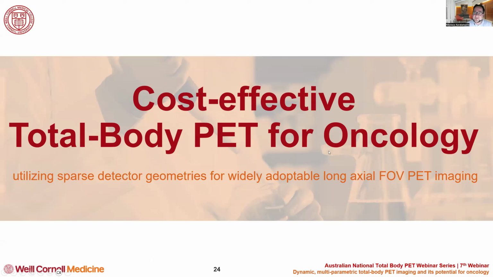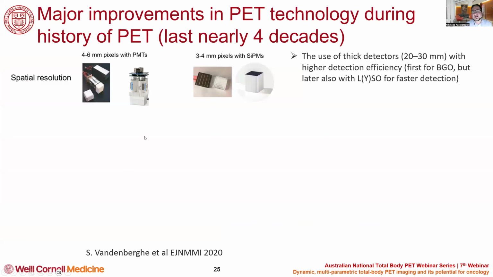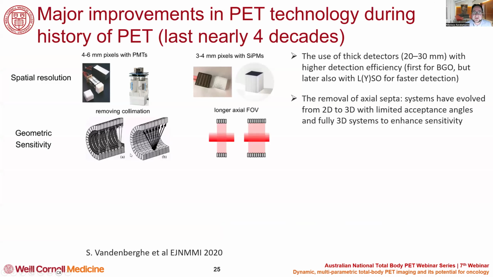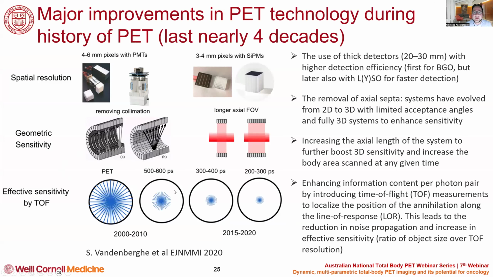Now, my last slide is going to focus on cost effectiveness of total body PET for oncology and why this is important to improve the clinical adoption of the method. Here is the history of evolution in PET. First, we improved the spatial resolution. Then we opened the angle of acquisition to obtain 3D acquisitions, then improved the geometric sensitivity. And then we also used time of flight to further improve the signal-to-noise ratio.